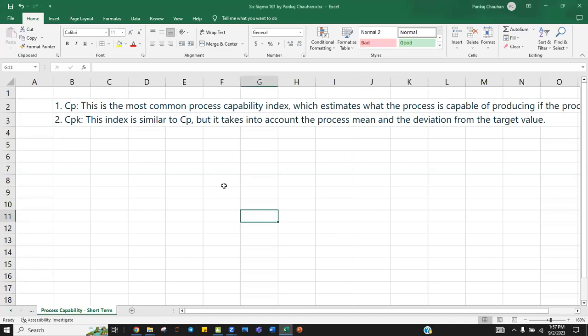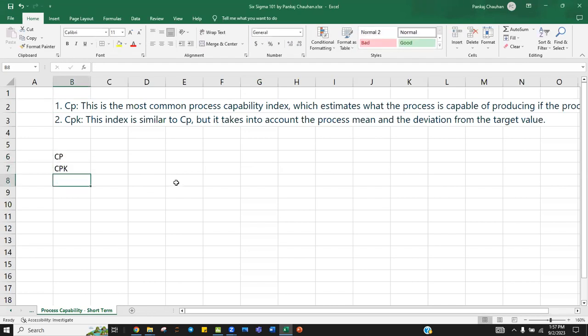Hey people, welcome back. In this session we are going to learn how to calculate the short-term process capability. So short-term process capability, Cp and Cpk, we are going to learn about the calculation and the importance of that.